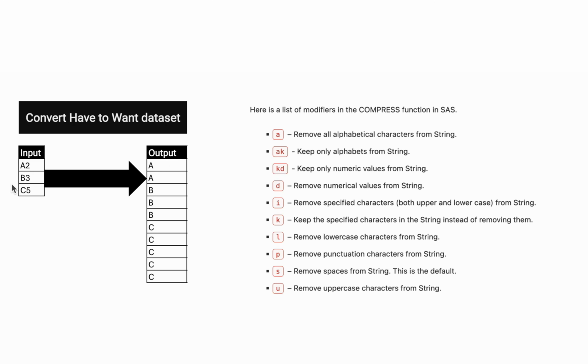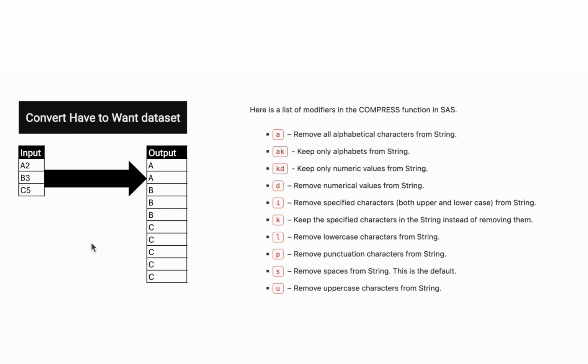And let's look into the second record in input dataset. We have B3. So that is why in the output dataset we have B 3 times. And similarly in the input we have C5. So we have C 5 times in the output dataset. So this is our problem.